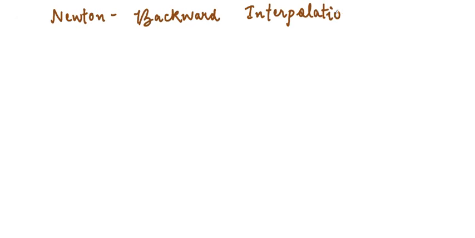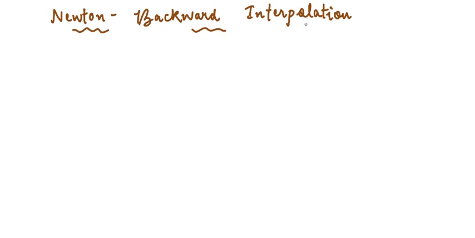In the previous lecture, we studied Newton's forward interpolation method. We learned how to estimate the value of a function using equally spaced data points, particularly when the required value lies near the beginning of the table. Today, we are going to study a closely related method, that is Newton's backward interpolation method.